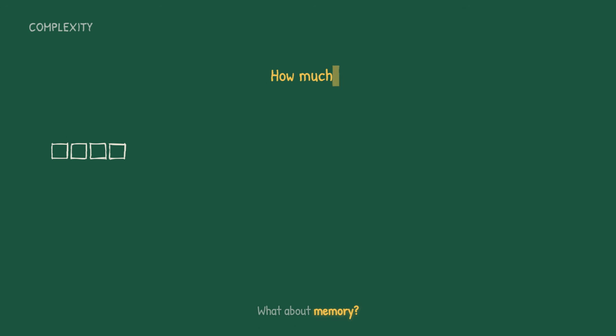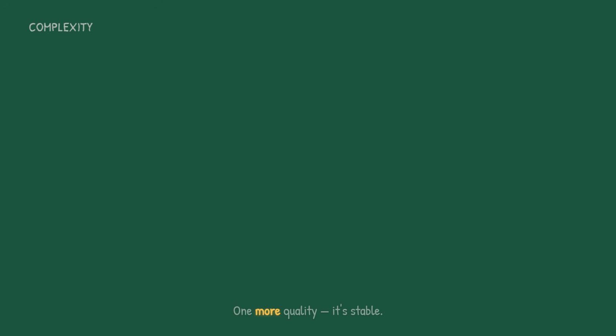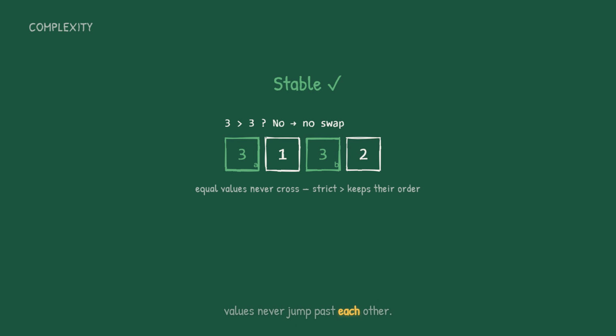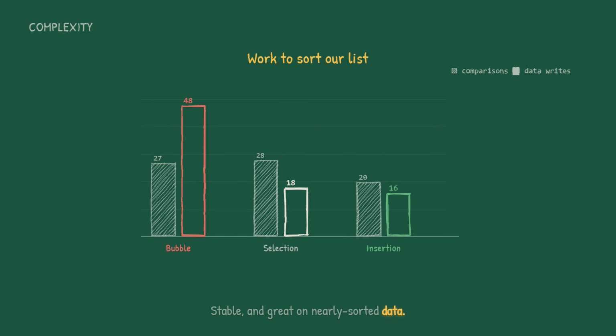What about memory? No matter how big the list gets, bubble sort needs just a few extra variables. It sorts the list in place. That's order 1 space, almost free. One more quality, it's stable. Because we only swap when the left is strictly bigger, equal values never jump past each other. Their order is kept. So how does it stack up, stable, and great on nearly sorted data?